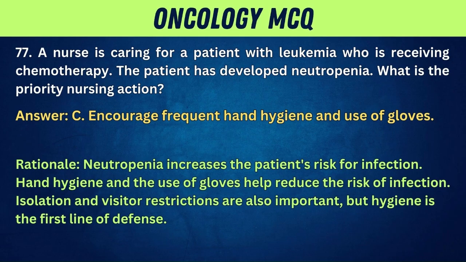Rationale: neutropenia increases the patient's risk for infection. Hand hygiene and the use of gloves help reduce the risk of infection. Isolation and visitor restrictions are also important, but hygiene is the first line of defense.